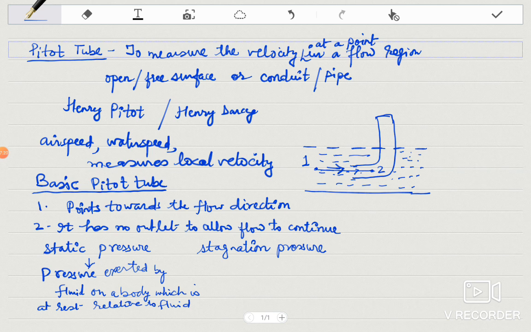Another is stagnation pressure. Stagnation is actually a point where the fluid velocity becomes 0. That is, it is the point where the fluid comes to rest. So stagnation pressure is the pressure at a point where the fluid comes to rest. In our problem, 2 is the stagnation point.